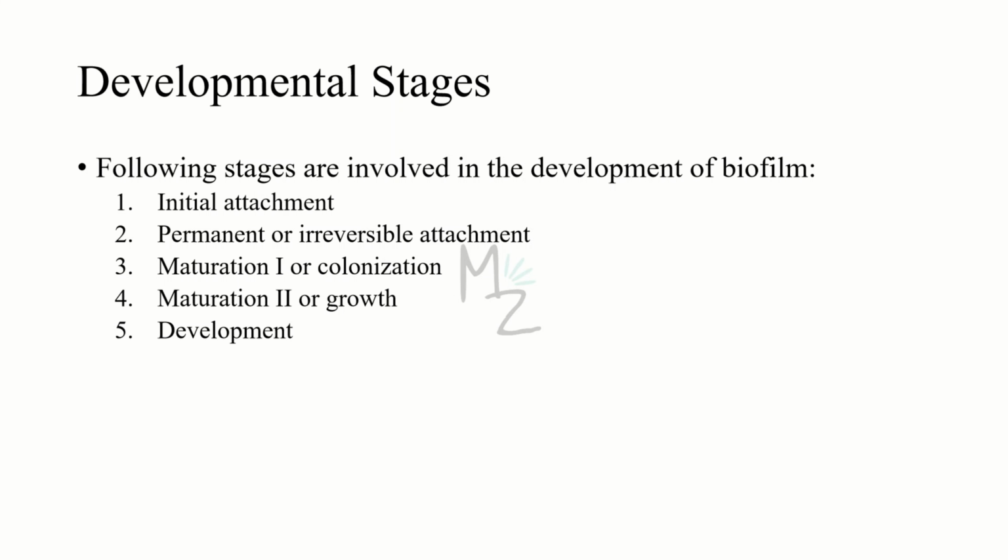Developmental stages. The following five stages are involved in the development of biofilm. Number one is initial attachment. Number two is permanent or irreversible attachment. Number three is maturation one, also referred to as colonization. Number four is maturation two, or we can also call it the growth stage. And the final stage is development.